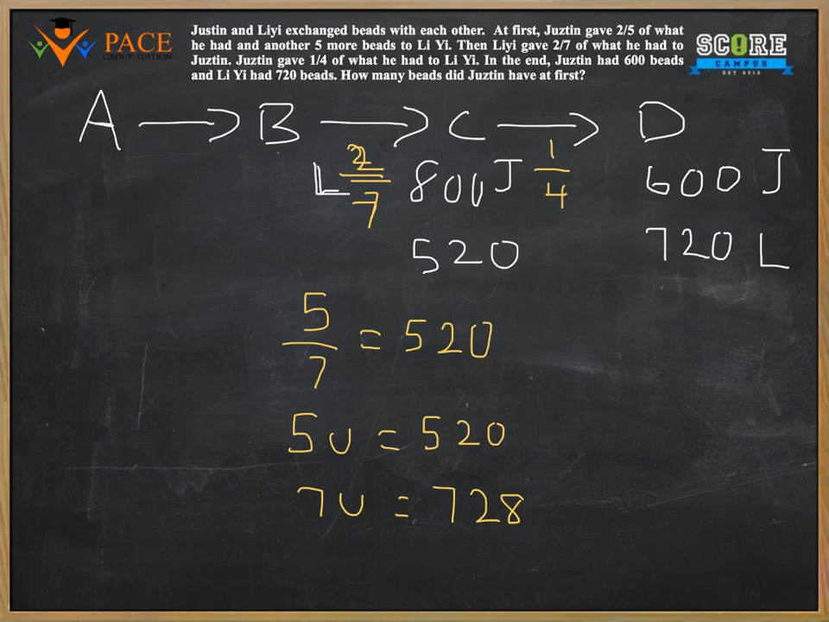So now we are going from C to B. If she has given 2/7 away, after giving 2/7, she's got 520. After giving 2/7 of her beads, she's got 520. We are talking about Lee here. So if after giving 2/7 away, she's got 520, that means 5/7 equals 520. So if 5 units is equal to 520, 7 units is equal to 728.